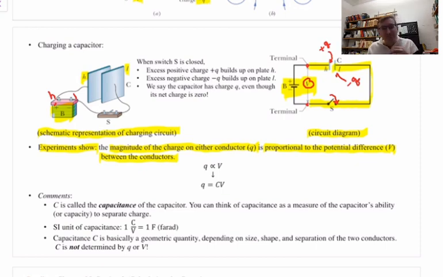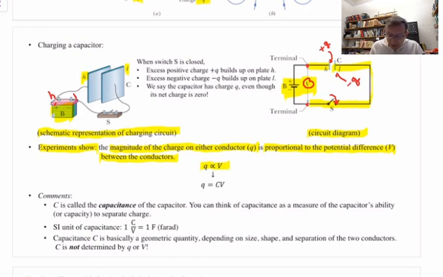So in other words, you charge up your capacitor with a particular battery, producing a potential difference V, you get a certain amount of charge Q. Swap out that battery for one twice as strong that produces twice as big a potential difference, 2V. The total charge magnitude on either plate will be 2Q. So the charge magnitude that's induced on either conductor is proportional to the potential difference supplied by the battery and therefore across the capacitor.